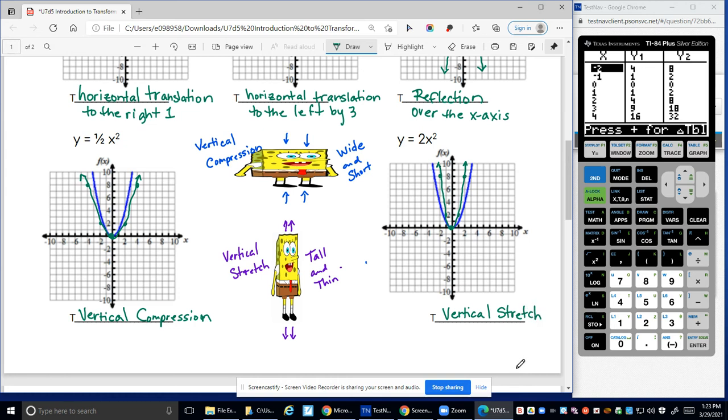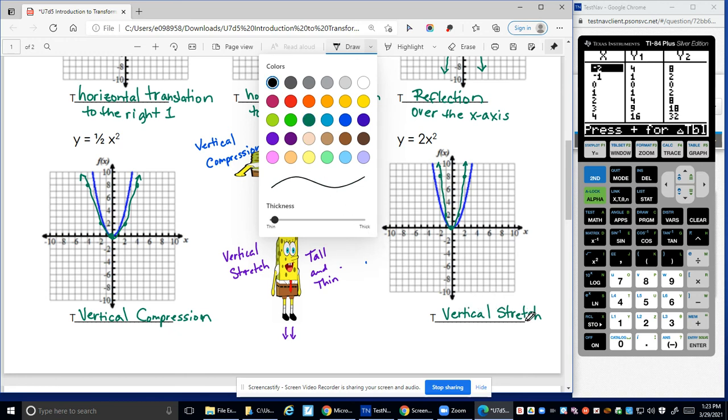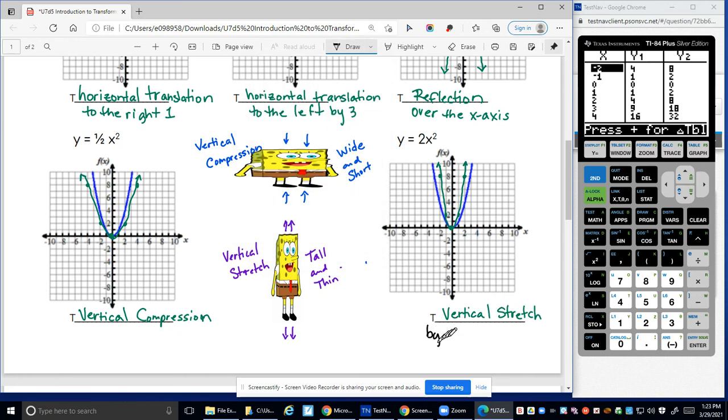If you wanted to get really fancy, you could say this was a vertical stretch by a factor of 2. I've seen it that way. You could say the other was a vertical compression by a factor of 1/2. You may or may not see that. So the bigger the number, the more you're pulling it.